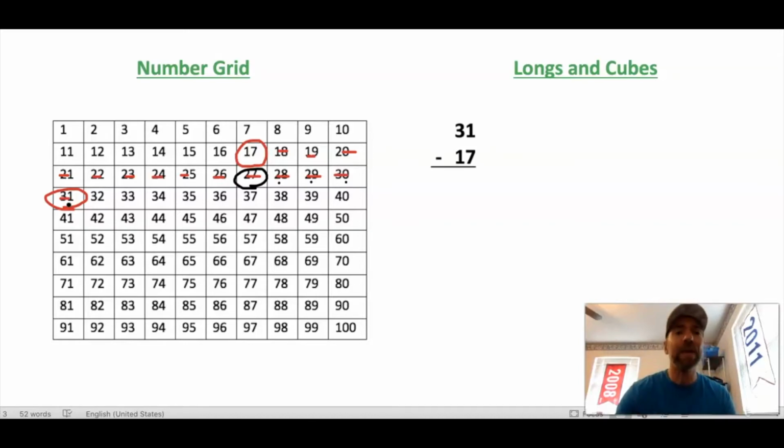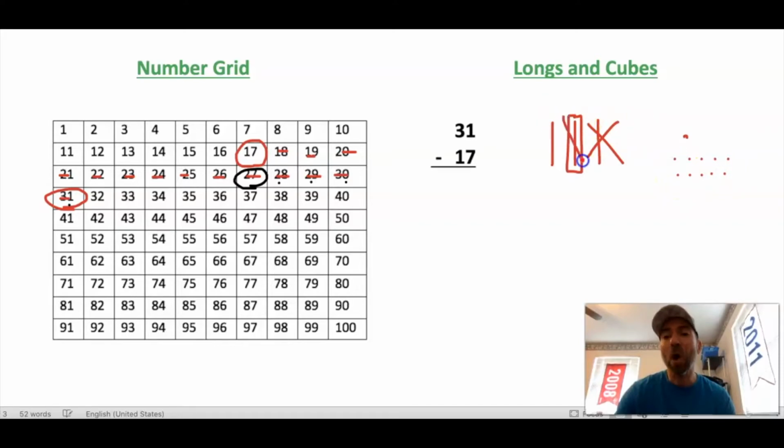Now, there's another way that we can subtract, and that's using longs and cubes. So I start by drawing 31. Here's my longs, and here's my cubes. 10, 20, 30, 1. Now, if I want to take away 17, notice that I can take away 10. So I'm going to cross out my 10, but I can't take away 7. I don't have enough cubes. So I have to make what's called a trade. I have to take this long and trade in 10 cubes.